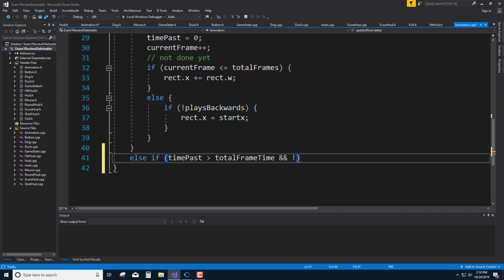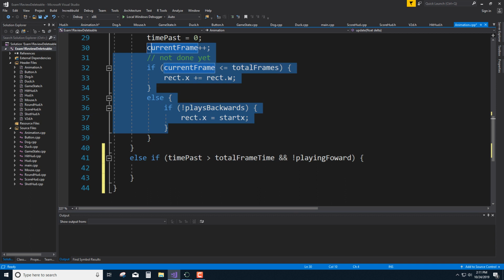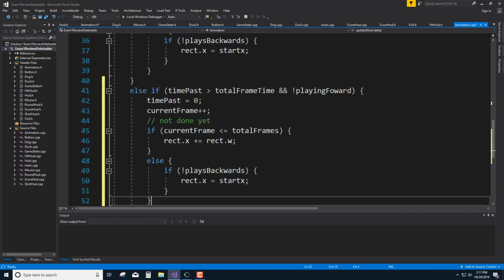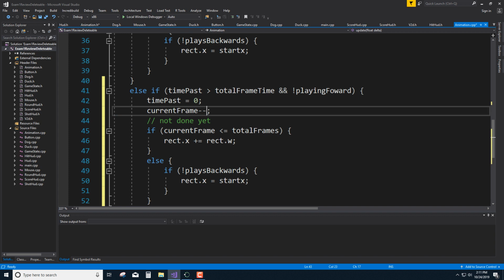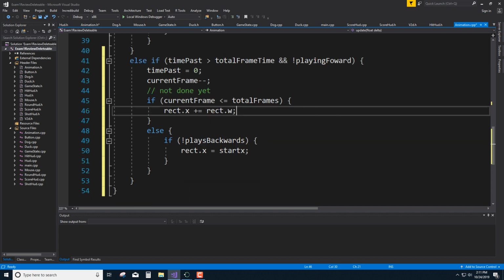Yeah, okay. And not playing forward, in other words, playing backwards, and the time has passed. Then we do all these things. So I'm just going to copy this. Paste that. But this changes. Now we're going backwards. This goes backwards.